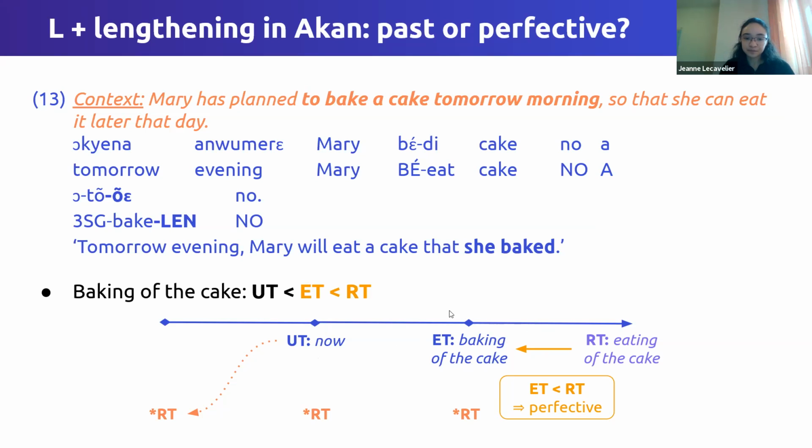So you know that it cannot be that the low tone unlengthening codes that the reference time is before the return time, because it wouldn't make any sense here. Actually, there is no reference to any past there, so it's not possible. The only thing that is possible is that the low tone unlengthening codes that the baking of the cake happens before the eating of the cake, which is the reference time there. So that's how we know that it's a perfective.